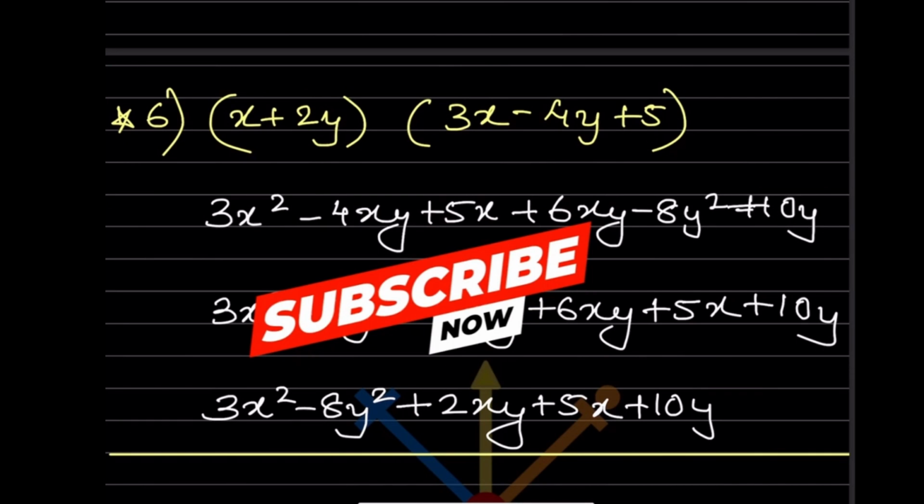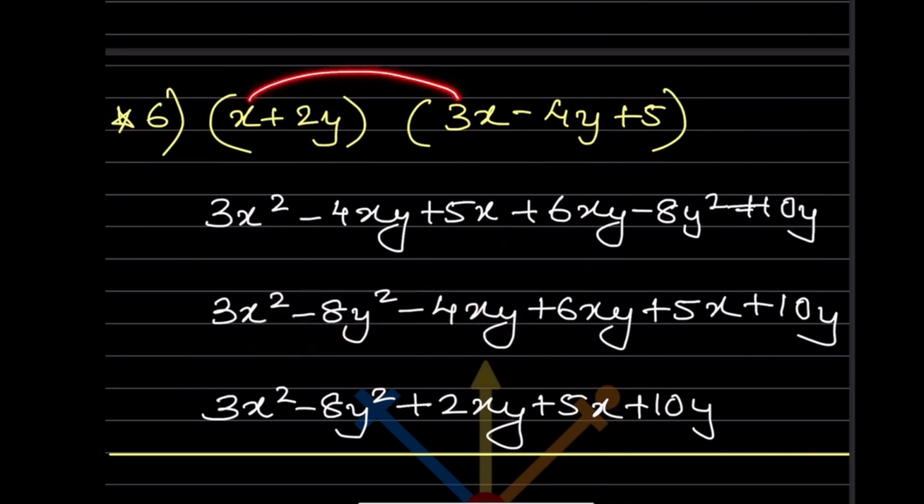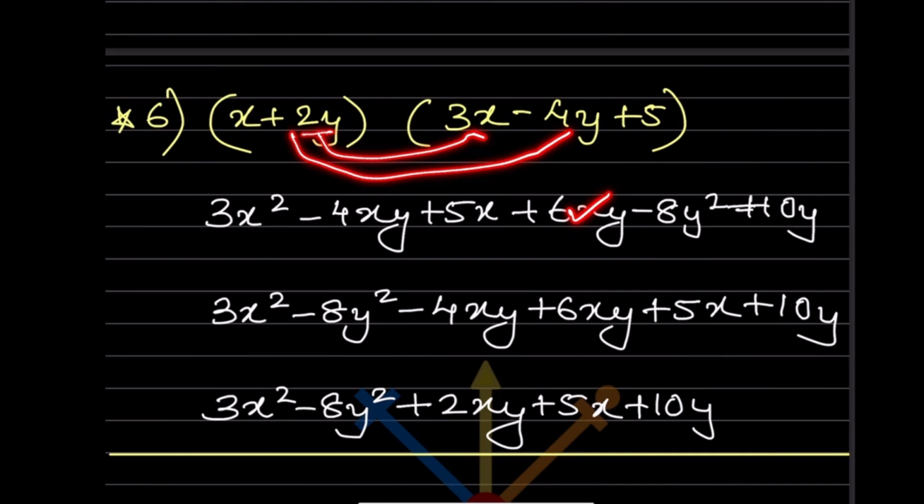Now look at this problem. Here we have 2 terms and here we have 3 terms. So what needs to be done over here? This into this, that will be 3x square. This is going to be minus 4xy. Again this into this is going to be 5x. So this is over. Now think of this one. This is going to be 6xy. This is going to be minus, plus minus is going to be minus 8y square, and here is going to be plus 10y.